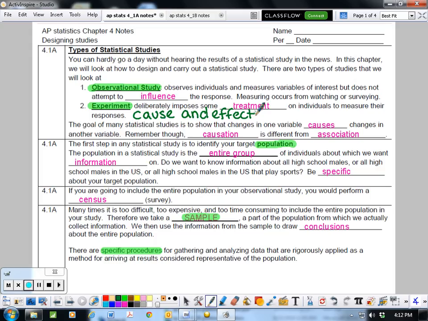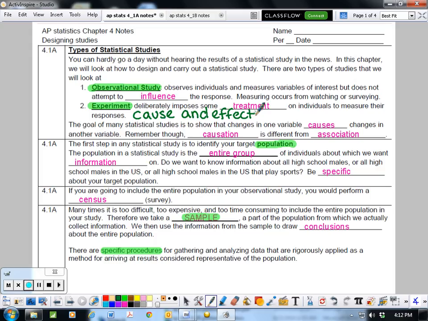So the very first thing you ever want to do in a statistical study is identify your target population. Who do you want to know more about? Who are these people? Or who are these animals? Or what do you want to learn more about? And the population of a statistical study is always the entire group of individuals that you want information on.